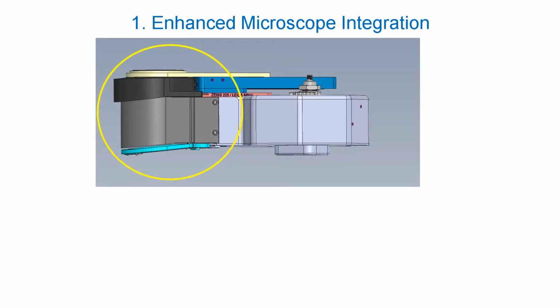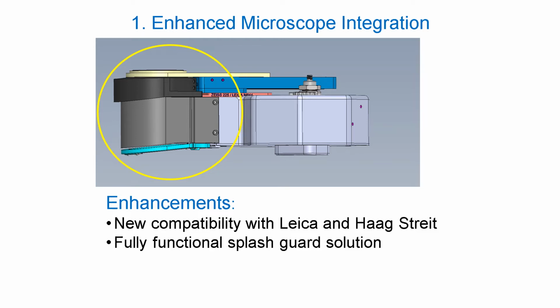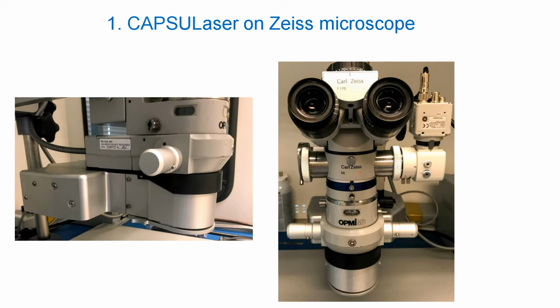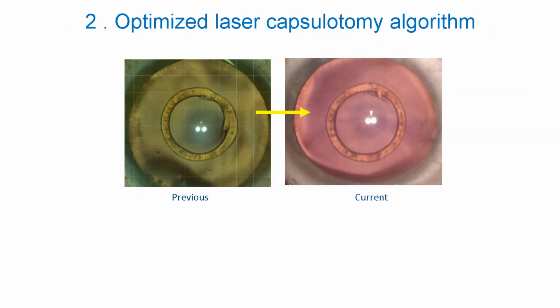First of all, let's have a look at enhanced microscope integration. There's now compatibility with Leica and Haag-Streit as well as Zeiss microscopes. There's a fully functional splash guard. There's also an objective ring cover, and also an optimized laser capsulotomy algorithm to make the laser more efficient. Here we can see CAPSULaser on a Zeiss microscope, and here CAPSULaser can be seen on Haag-Streit and Leica microscopes. With the optimized laser capsulotomy algorithm, we've been able to make the edge smoother and more accurate.